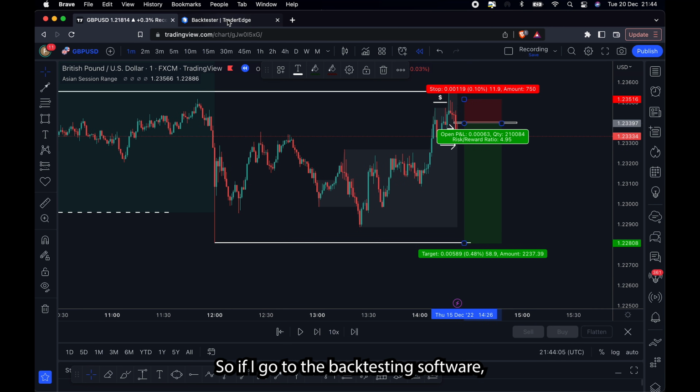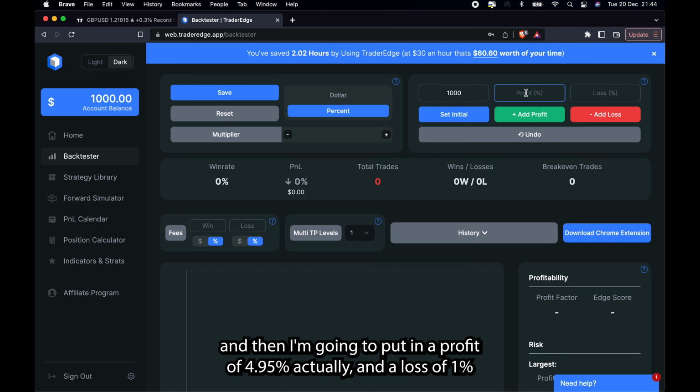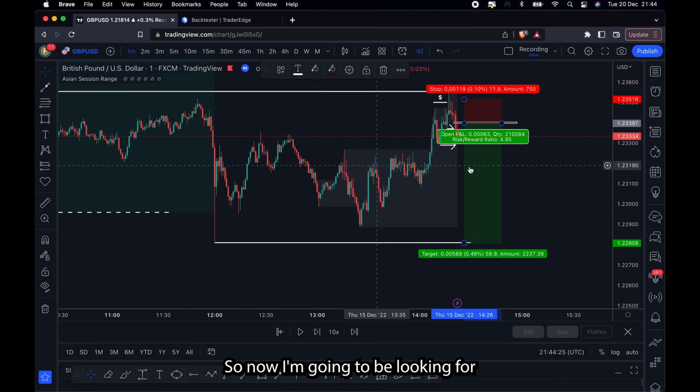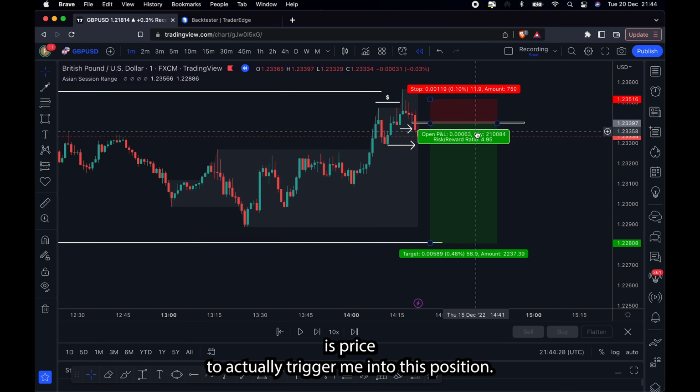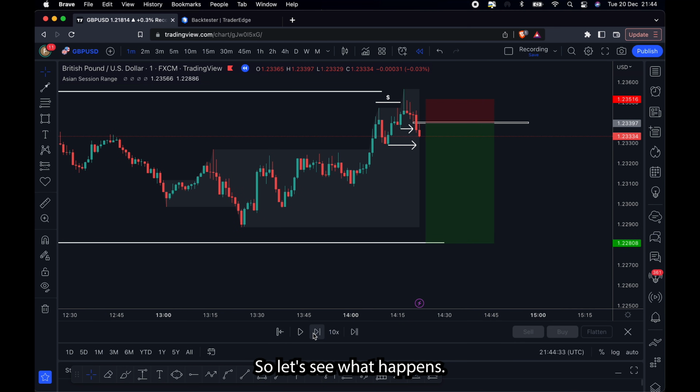So if I go to the backtesting software, let's put in an initial of about $1,000, and then I'm going to put in a profit of, let's do 4.95 actually, and a loss of 1%, because I'm going to be risking 1% on this trade. So now what I'm going to be looking for is price to actually trigger me into this position. So let's see what happens.